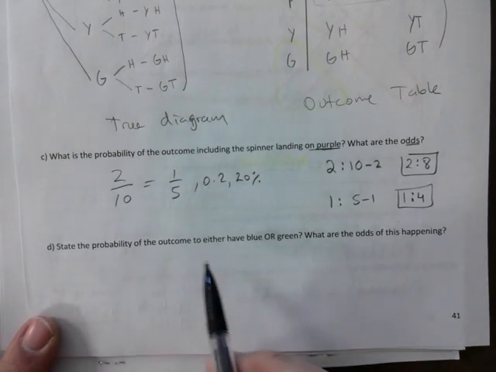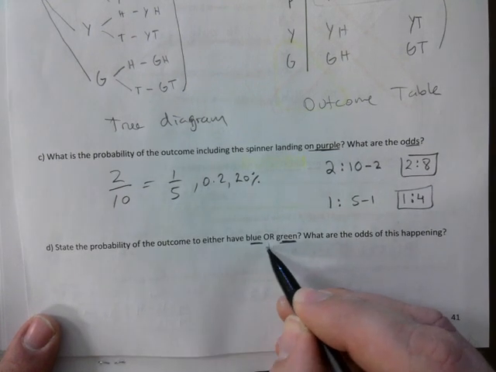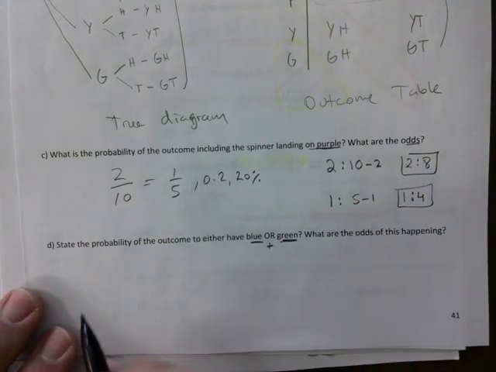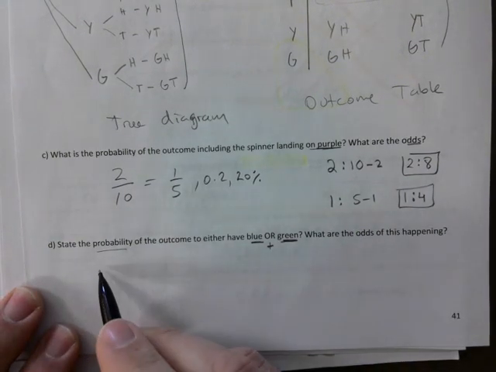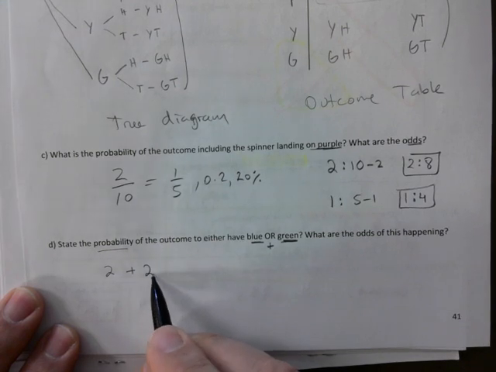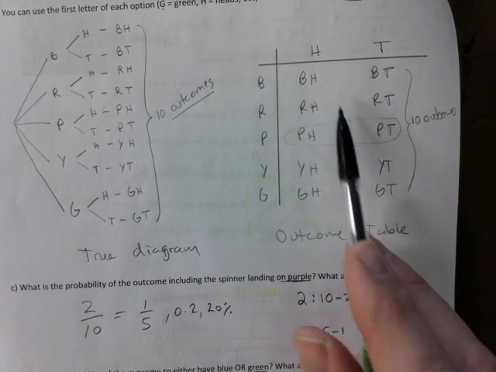Everything is connected. Next, what's the probability of the outcome to either have blue or green? And in math, when you see the word or, it's plus. And is times. Okay? What are the odds of this happening later? Probability first. So blue, we have 2 options, and there are 2 greens, right? You go up here, 2 greens, and up here 2 blues, right?